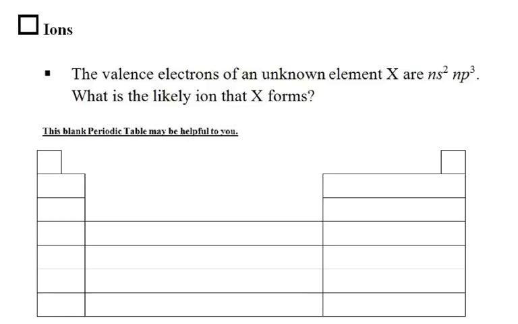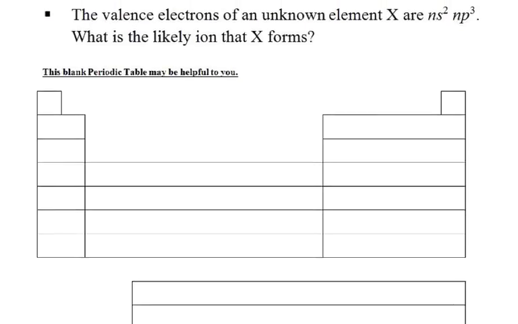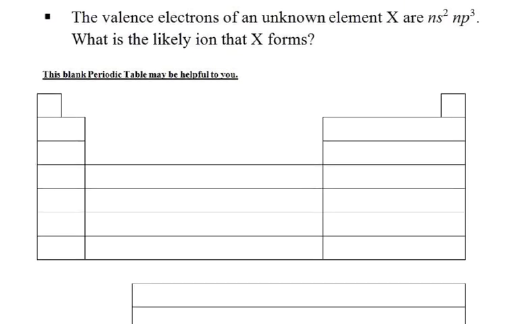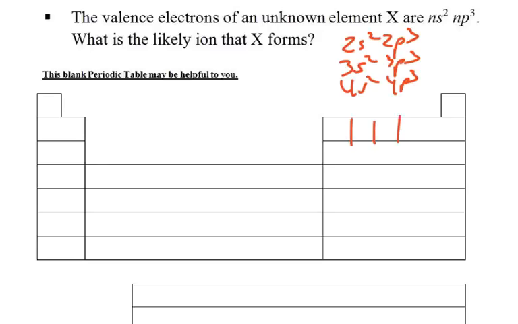Okay, the last thing here is ions. The valence electrons of an unknown element X are ns2, np3. What ion will that form? Well, that's a little bit confusing because of the way it's said. So ns2, np3, that means that its valence electrons could be 2s2, 2p3, or it could be 3s2, 3p3, or 4s2, 4p3, et cetera. So that means it's going to end up being right here in this box, somebody here in this row.